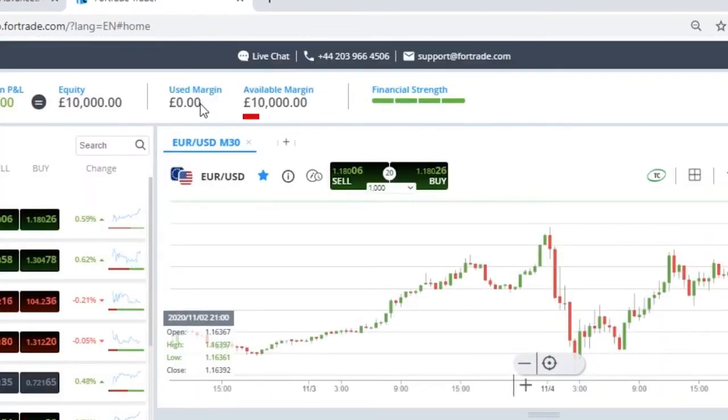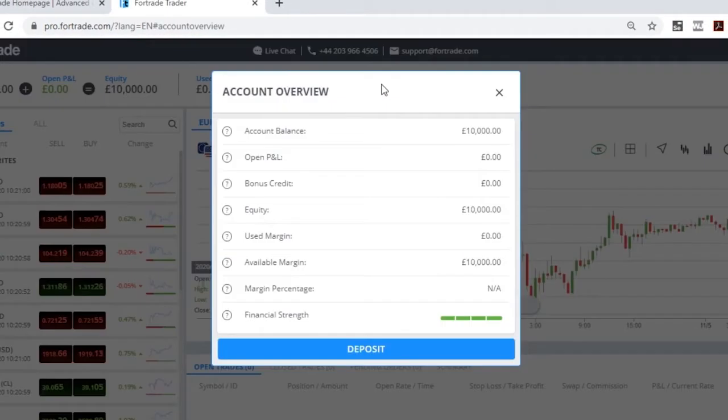Next to Used Margin, you can see Available Margin. Financial Strength represents a measurement of margin utilization from currently open trades, and if you click here, it returns you to Account Overview.